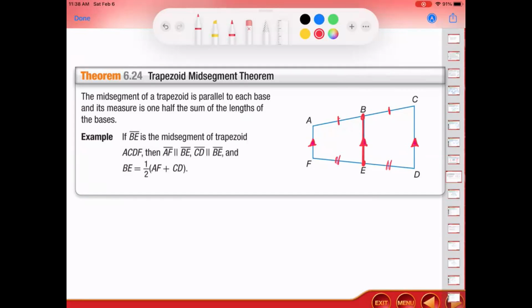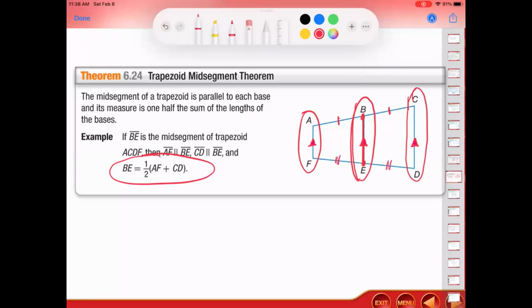The really cool part to me is this chunk right here. So what this says is BE, this segment, is going to equal half of AF plus CD. So if we add the biggest segment and the smallest segment and we divide by 2, we're going to get that middleist segment, aka the mid segment. So I don't know why, but the average and how that works out, I think that's kind of cool. That being said, probably going to lead to some algebra, which I know you all love.